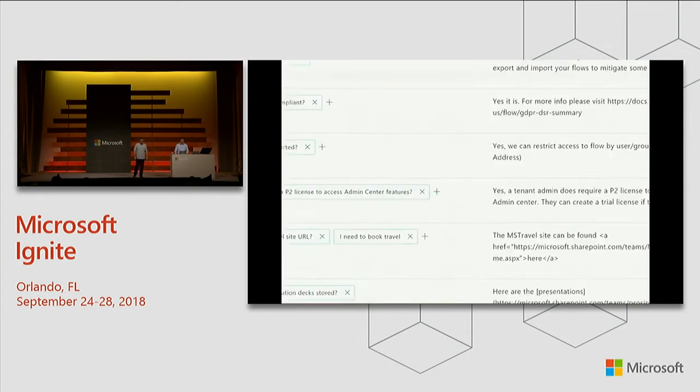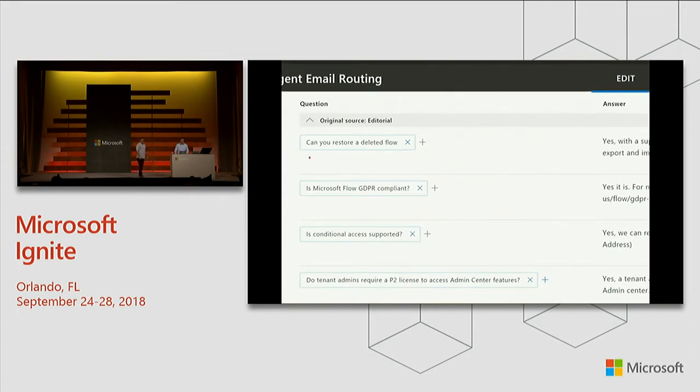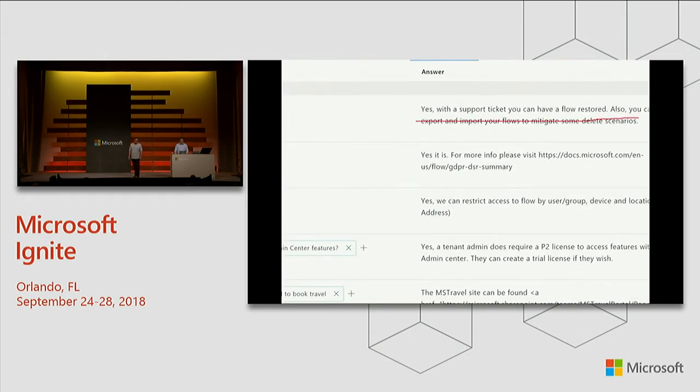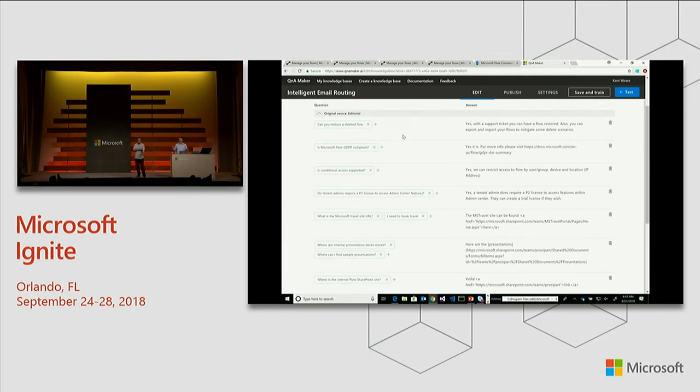And we can go ahead and provide questions. For example, can you restore a deleted flow? And the answer is, yes, you can, with a support ticket. Now, that's not the only way that you can ask that question. That question could be asked many different ways. So what you do here is you add additional ways that you would ask that question. What happens is it uses natural language understanding based upon the LUIS technology, another Microsoft technology, to try to understand your intent. Then it matches your intent with this specific answer. So that's the core of the service.